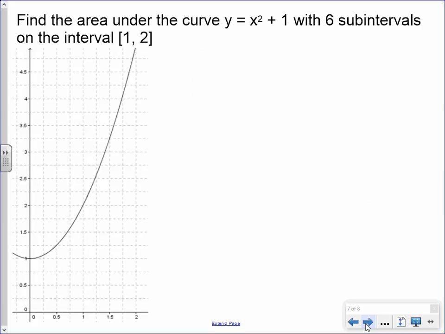We're going to find the area under the curve y equals x squared plus 1, with 6 subintervals from 1 to 2. So in your notes, write down those pieces of information so you know where all of your numbers are coming from when you go back to study this weekend for your quiz on Monday.